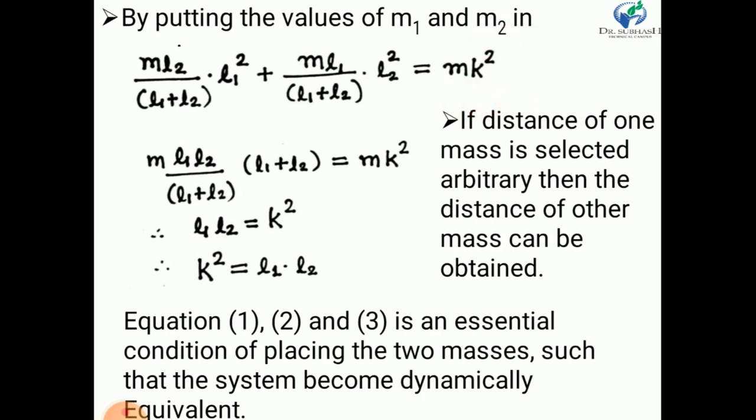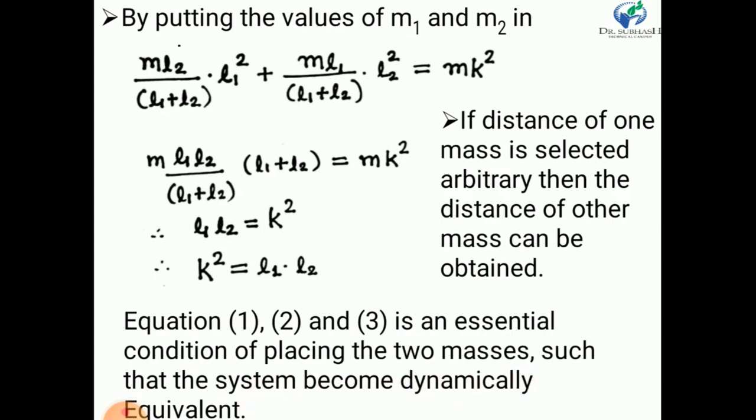If we simplify this equation, then we get l1 into l2 is equal to k square. So finally we can say that k square is equal to l1 into l2. So my dear friends, this is the condition for a dynamically equivalent system. Equations 1, 2 and 3 are the essential conditions for placing two masses such that the system becomes dynamically equivalent.